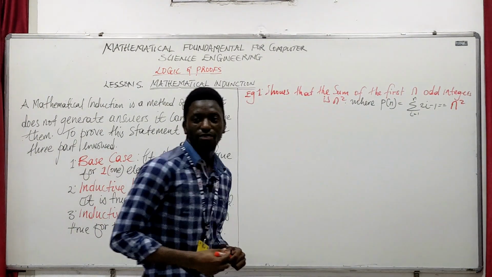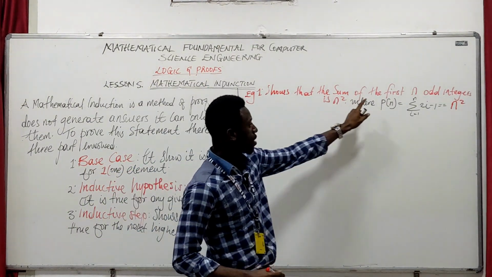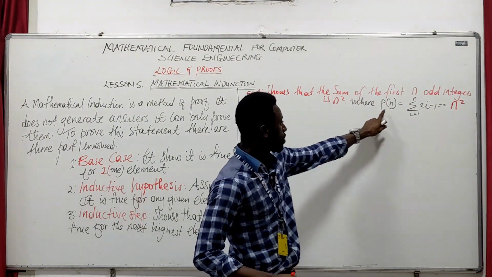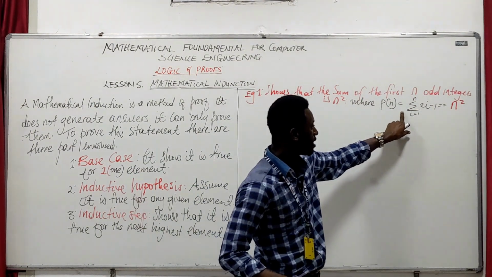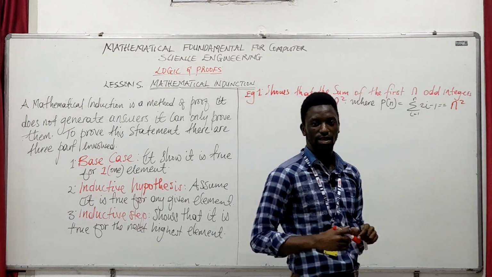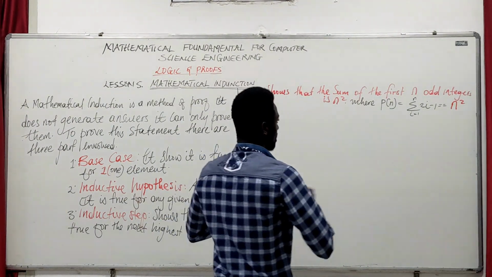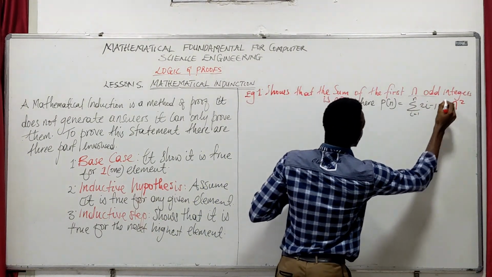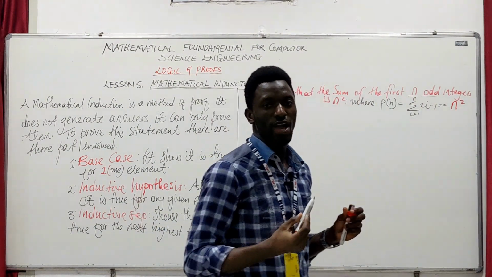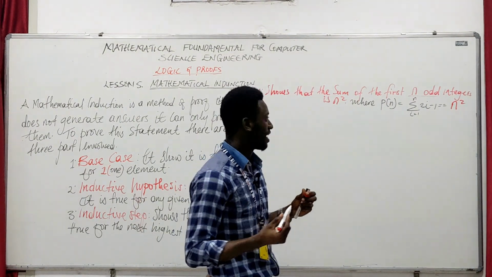Okay, so now we have an example here on the board. They said show that the sum of the first n odd integers is n squared, where P(n) gives us the summation of 2i minus 1 equals n squared. So first, based on this statement, the first n odd integers, as we know, the odd integers start from 1, 3, 5, 7, and 9.